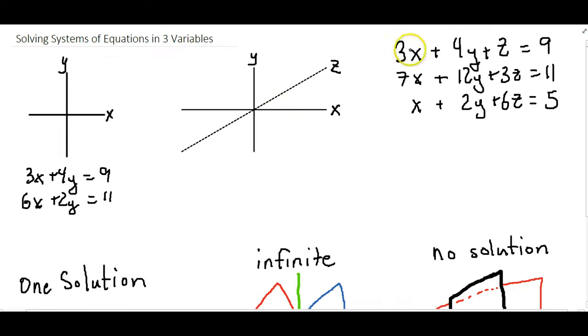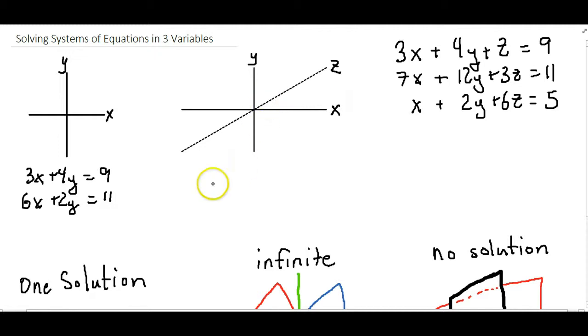So if we have three equations, that would be something like 3x plus 4y plus z equals 9 as our first, 7x plus 12y plus 3z equals 11, and last is x plus 2y plus 6z equals 5. Three equations, three variables, and we can solve for the value of x, y, and z. So now let's talk about what kind of solutions you can get.